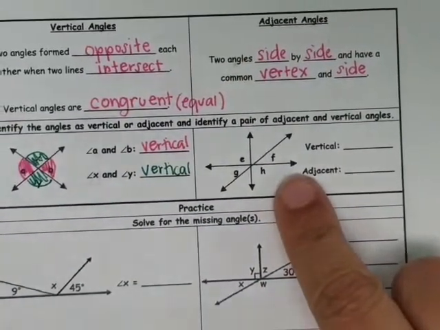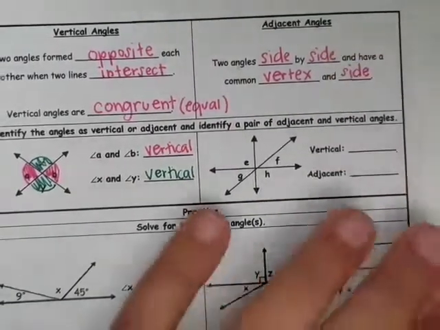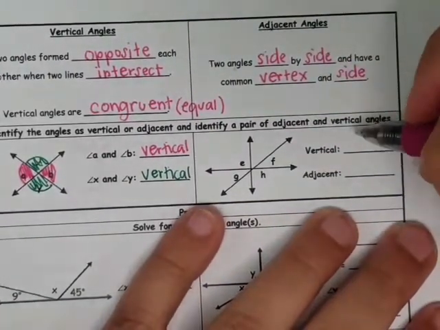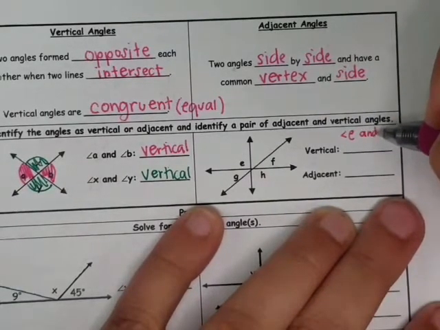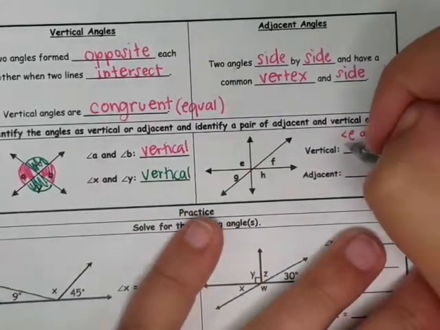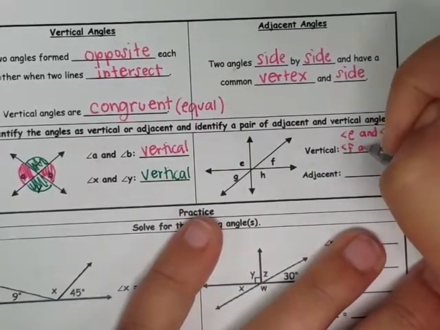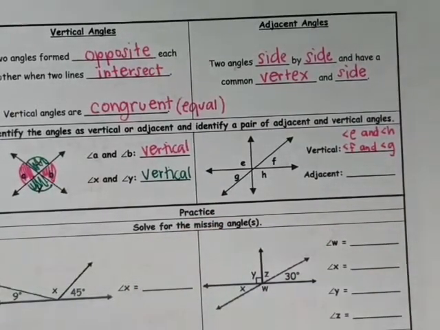Over here, we're going to name a pair of vertical angles. So it looks like E and H are vertical. So angle E and angle H. And then also F and G. So angle F and angle G are also vertical.